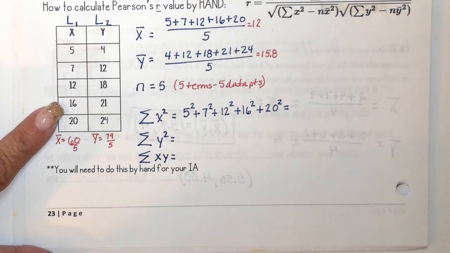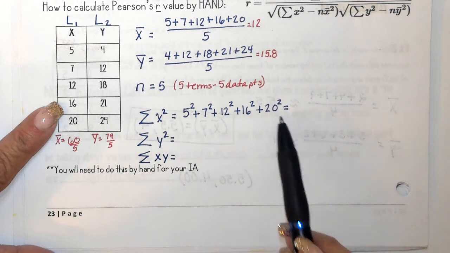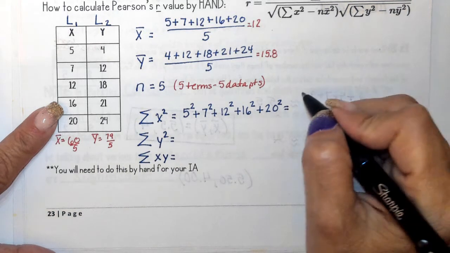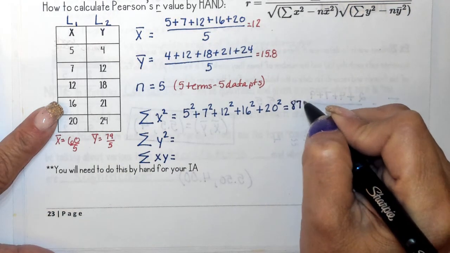Now, for the essence of the video, I'm not going to put all that in because it would take me a while, but I know you know how to do this. I got 874.